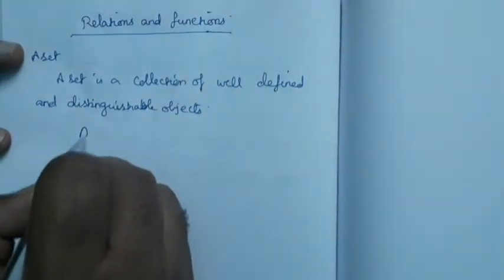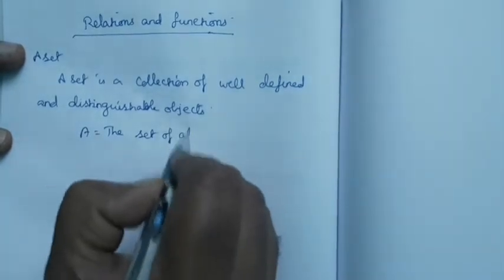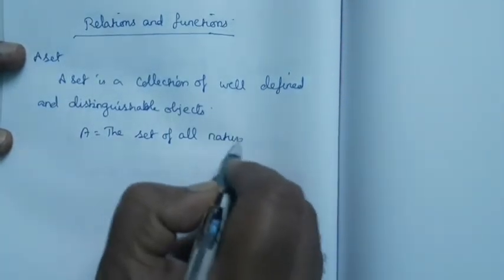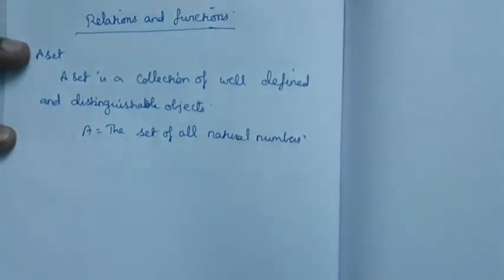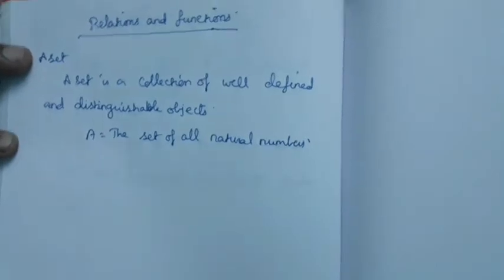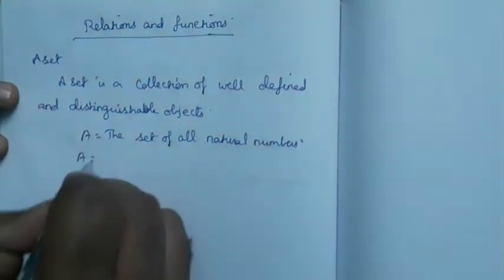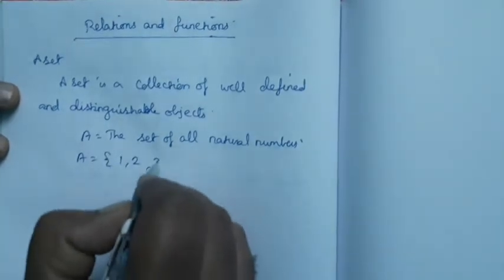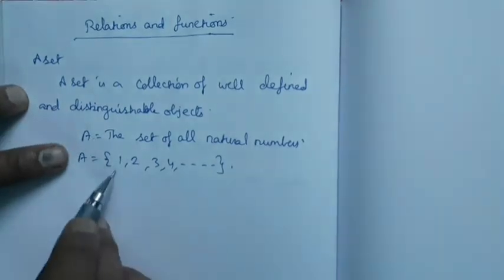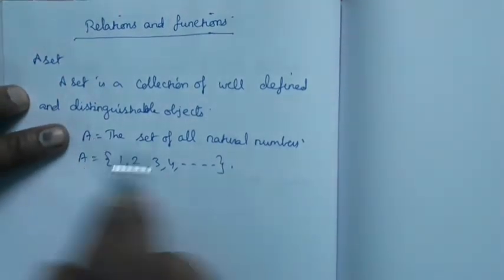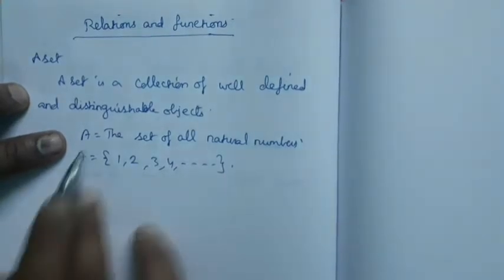Let us take an example. Set A equals the set of all natural numbers. As you can see, each and every element in the set is very well defined. This is one representation of a set, and this is another representation of a set. Here I am writing it in the form of a sentence, and here in the form of elements. These are representations of a set.